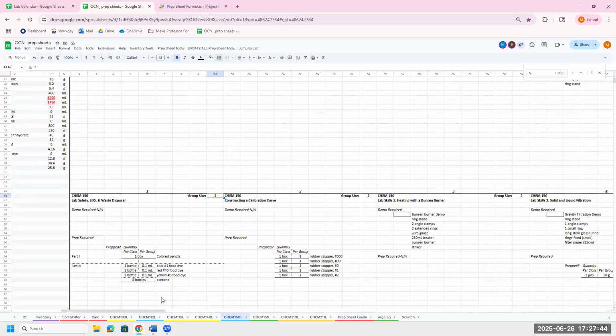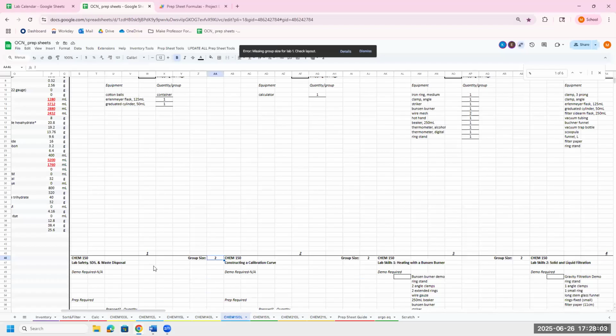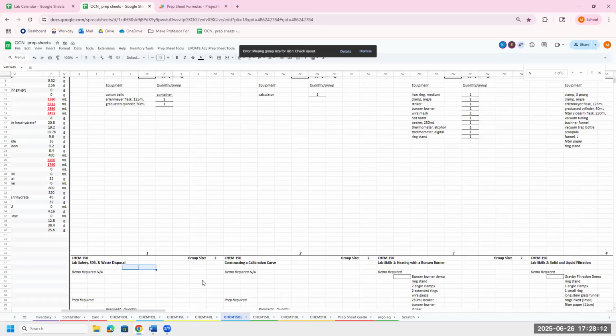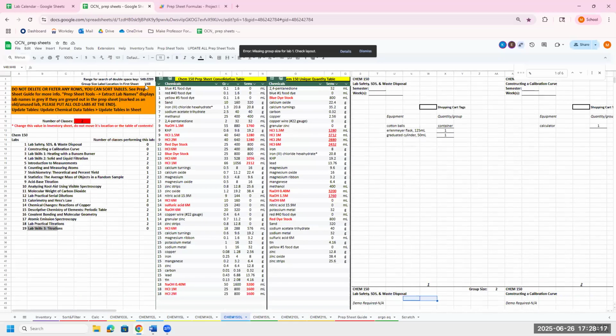Okay, we moved it. What happens if I were to just run this update tables and sheet without doing anything else? Missing group size for lab 1, check layout. And that is what this error means: the formula was assuming that the group size, like all these other ones, is right here. So why is it assuming that? And it is because of this value up here in H2.